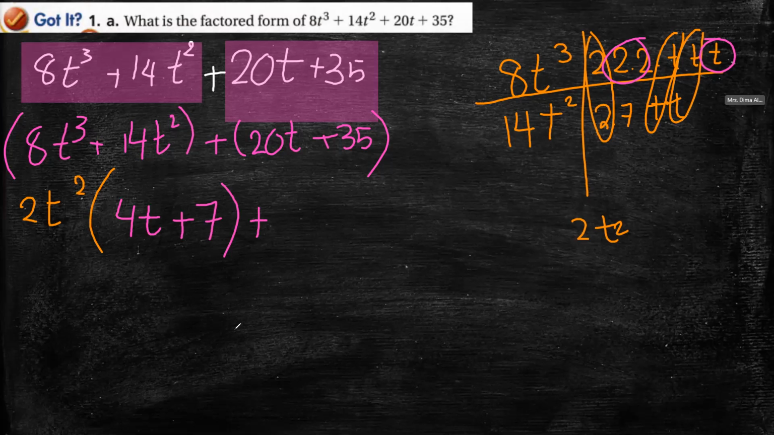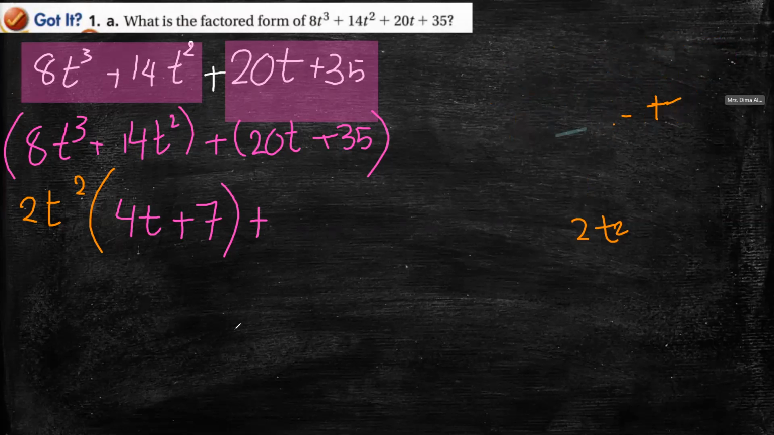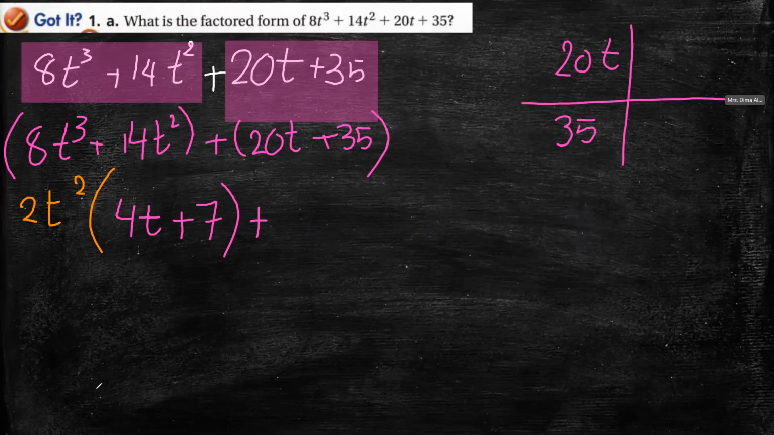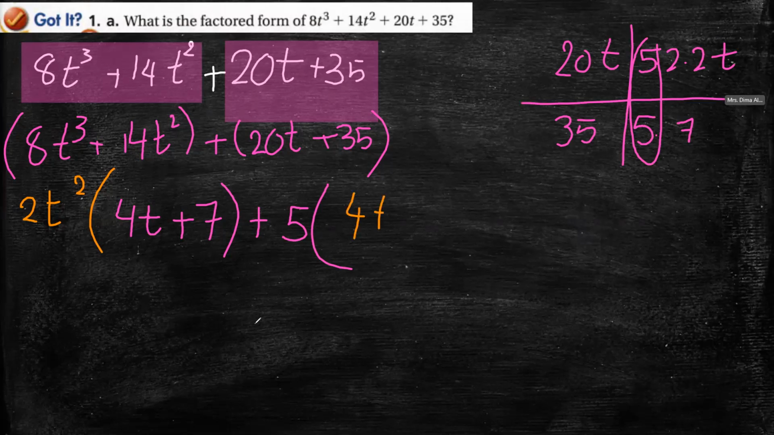Then plus, look at the second pair now, which is 20t plus 35. 20t and 35. Let's now factorize them. We have 5 times 2 times 2 times t. We have 5 times 7. So the greatest common factor here is 5. Let's take 5 as a common factor. So we have 4t plus 7 as the binomial which is left.